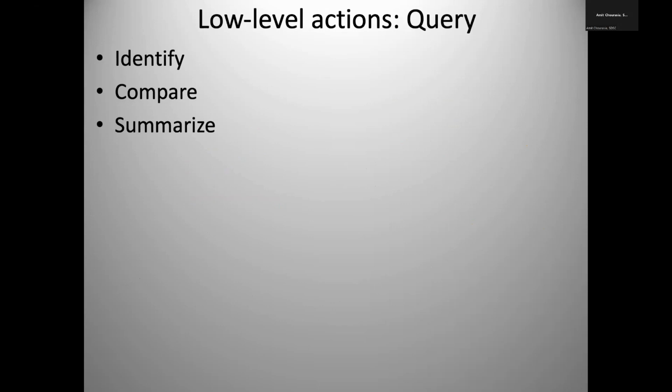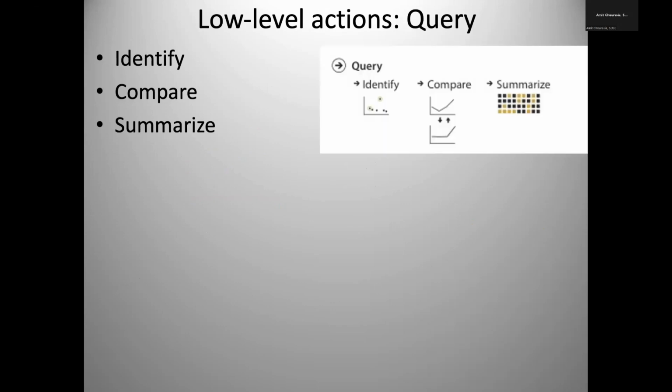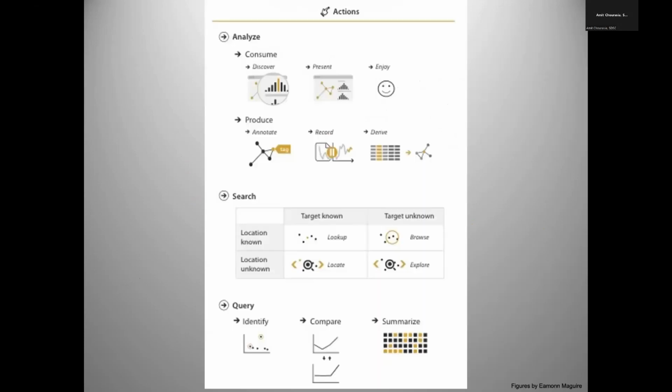And then we can have low-level actions, which are very specific about identifying something as outliers, comparing something, and maybe summarizing something at a high level on what we analyzed. So those are actions. We can have analysis, search, and query.